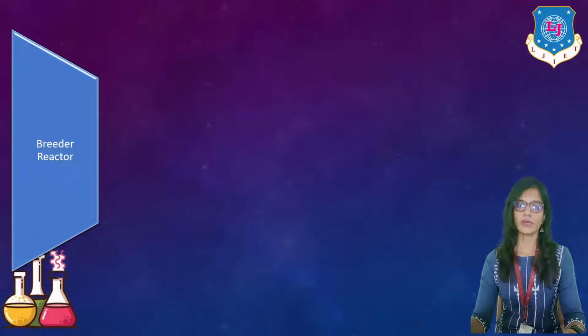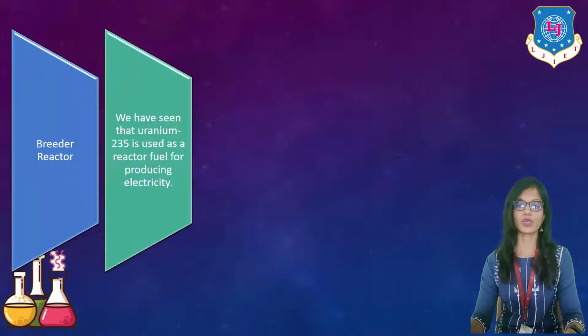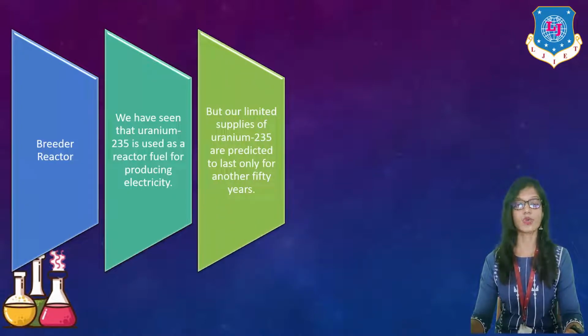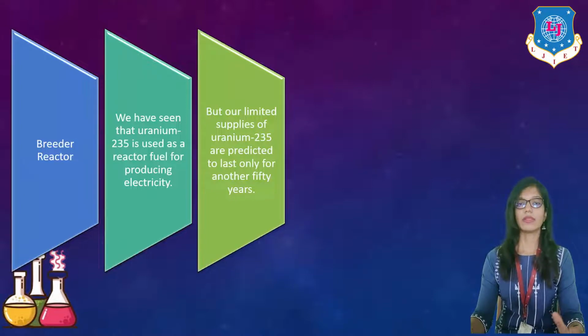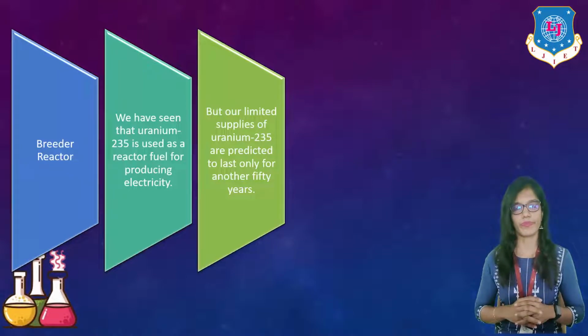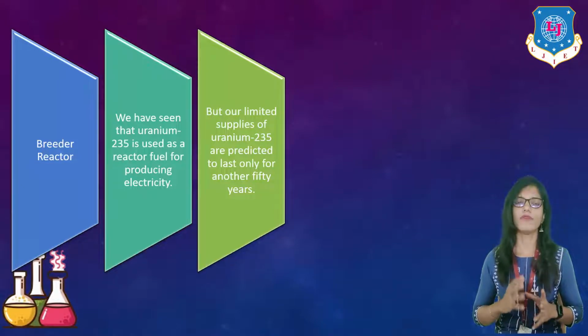Next one is the breeder reactor. We have seen that uranium-235 is used as reactor fuel for producing electricity. But our limited supplies of uranium-235 are predicted to last only another 50 years. So we have our fuel for a very small period of time, and that creates a huge problem. We have to find a solution for fuel shortages, and this plays a very important role.